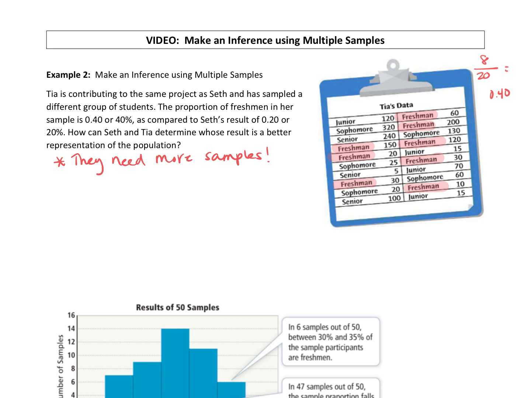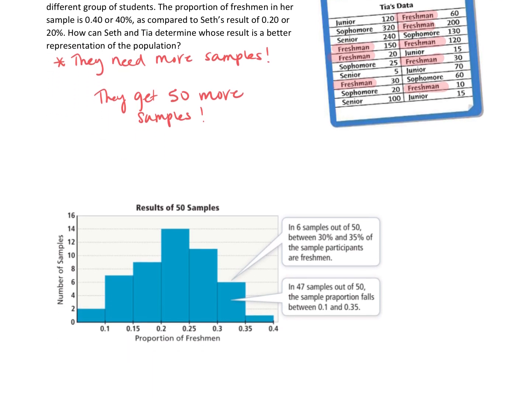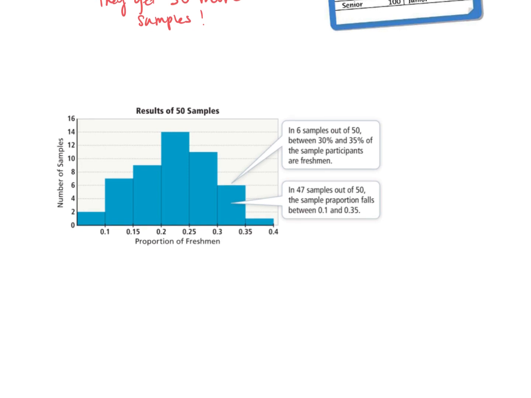So what they do is they get 50 more samples. They are busy. Each sample has 20 students, and then they're getting the data from each sample. They took their 50 more samples, and then they compiled all of those samples into a histogram, and that's what this picture is right here. This example is called Make an Inference Using Multiple Samples.